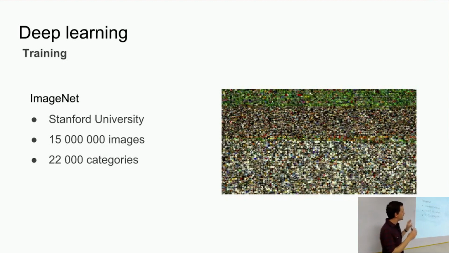So it's thanks to this kind of huge data sets that nowadays we can build very competitive object classifiers for our convolutional neural network.